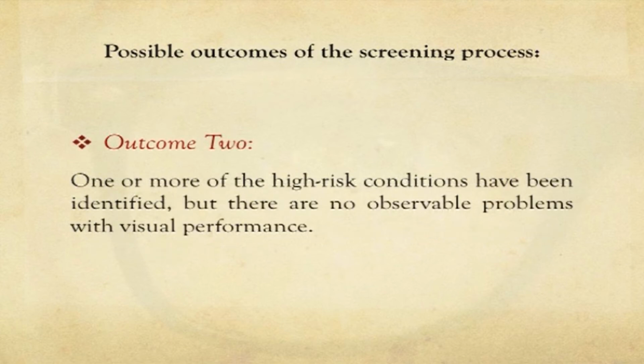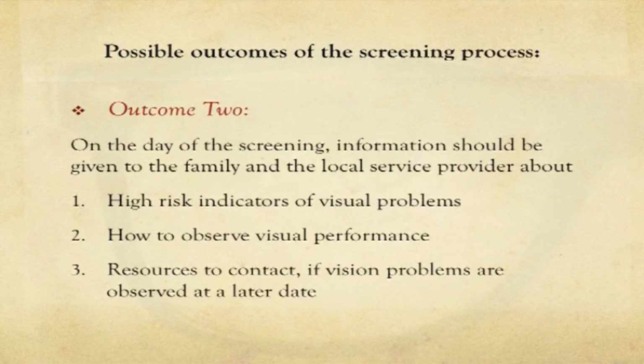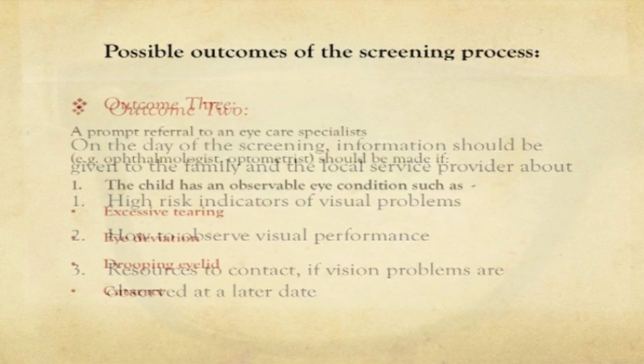Outcome 2. One or more of the high risk conditions have been identified, but there are no observable problems with visual performance on the day of the screening. Information should be given to the family and the local service provider about high risk indicators of visual problems, how to observe visual performance, and resources to contact if vision problems are observed at a later date.